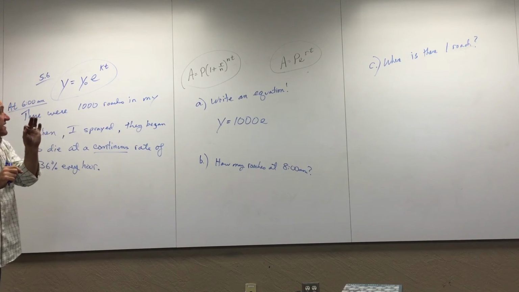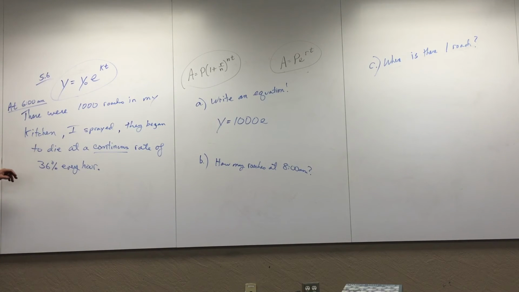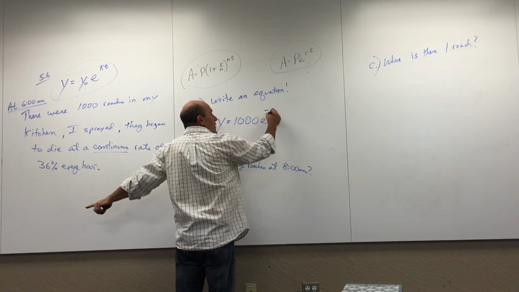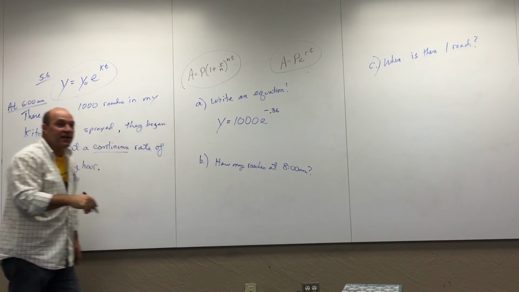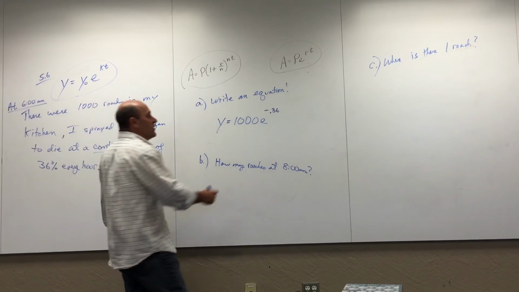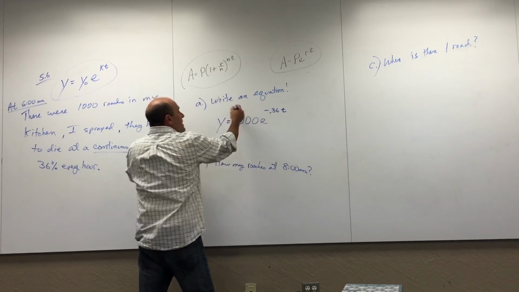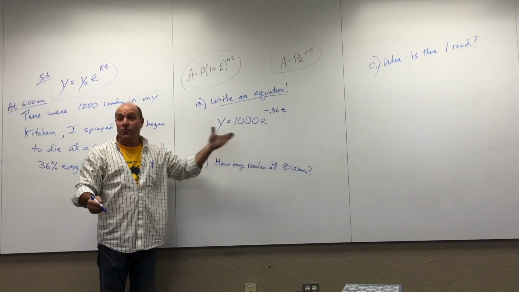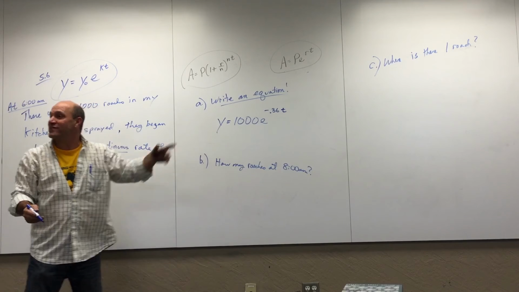And anyway, the rate would be 0.36, but because they're dying, I'm going to put a negative. Negative 0.36. So it's real subtle. If this was a growing population of roaches, it would be a positive 0.36. But this is a dying population of roaches. We'll put a negative 0.36 t. We don't know t. See, that's when I say write an equation, you have a y and a t and a couple things filled in, and now you're ready to use this equation for the other 2 questions.